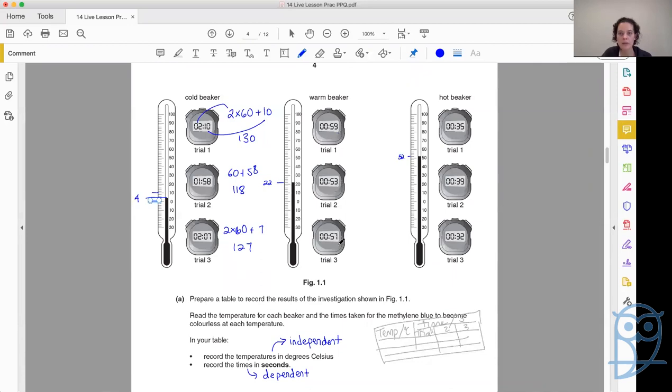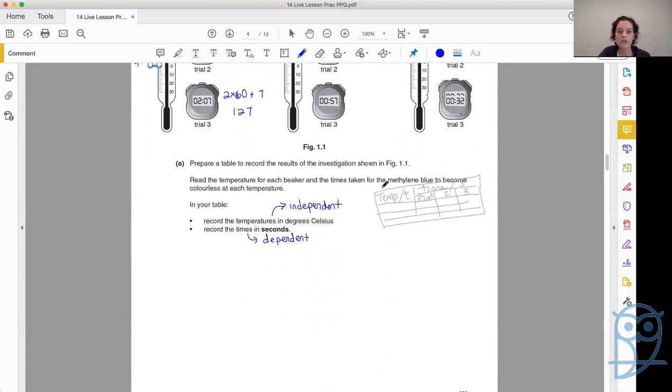These ones we're happy with, 59, 53, 57. They're all in seconds only. And this one is 35, 39, 32. Again, all in seconds. So it was just that cold beaker that we had to convert. So now we're ready, we've got all our numbers, and we've got our plan for our table. So we're going to draw our table.